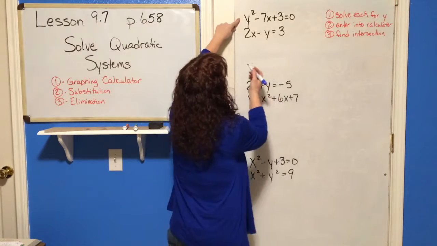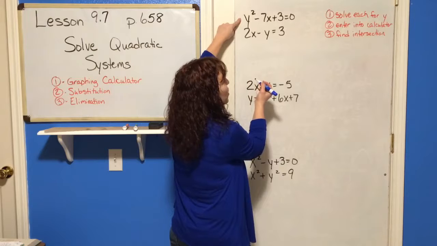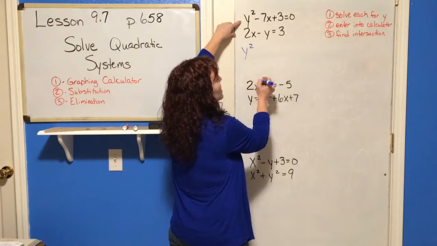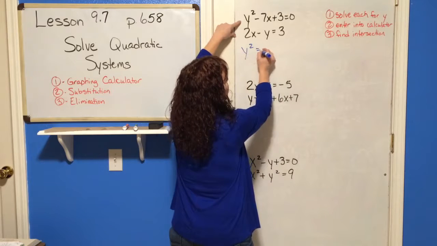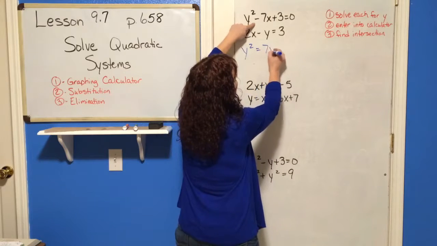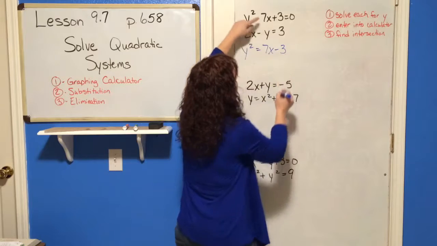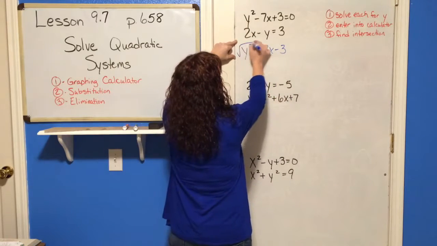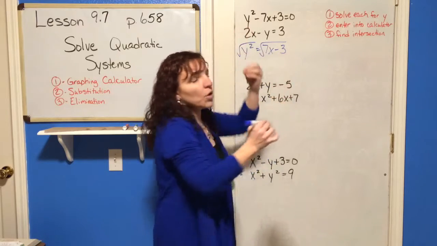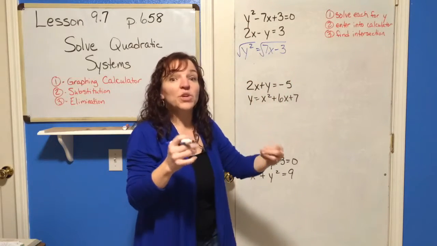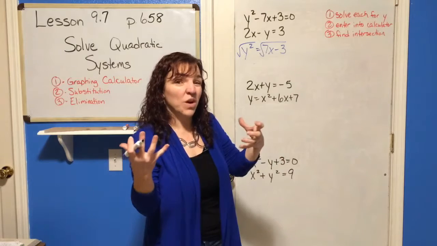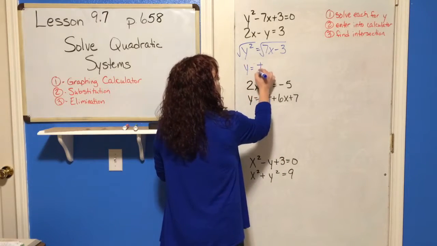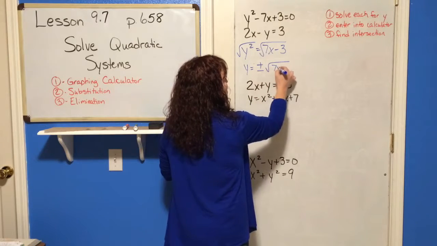The first one is y squared minus 7x plus 3 equals 0. To solve that for y, we're going to keep the y squared on one side and move the other 2 to the other side of the equation. So we'll add the 7x and subtract the 3. Now, in order to get the y by itself, we're going to take the square root, and be careful. When you take the square root, remember you could have the positive or the negative of that square root. So y is now going to equal plus or minus the square root of 7x minus 3.